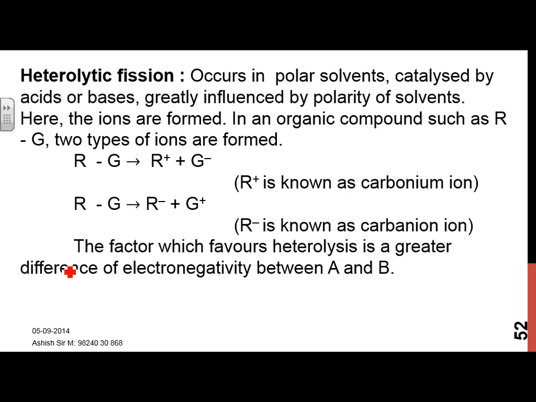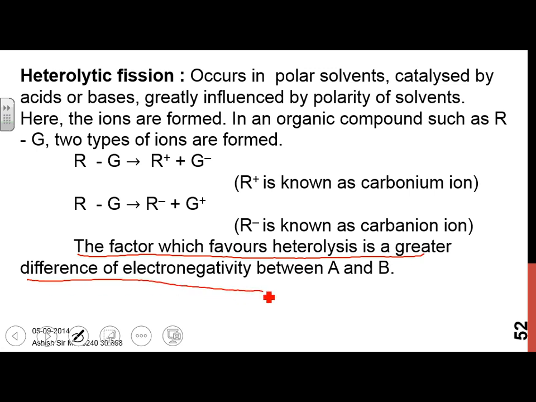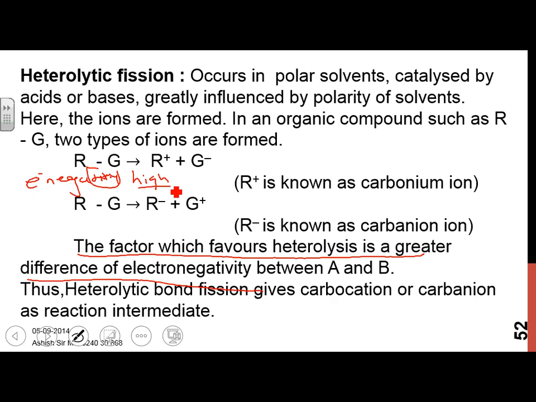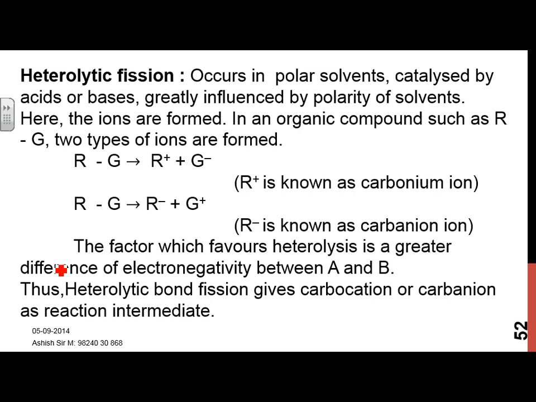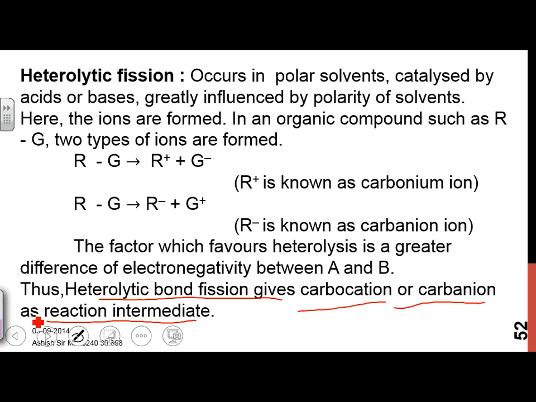Is it fine? Normally, the factor which favors heterolytic fission is a greater difference in electronegativity. Here, between these two, the electronegativity difference has to be high. The higher the electronegativity difference, the easier heterolytic fission becomes. Don't worry about notes, I'm going to give a printout, the same printout. Thus, heterolytic bond fission gives carbocation and carbanion as the reaction intermediates. Is it understood?